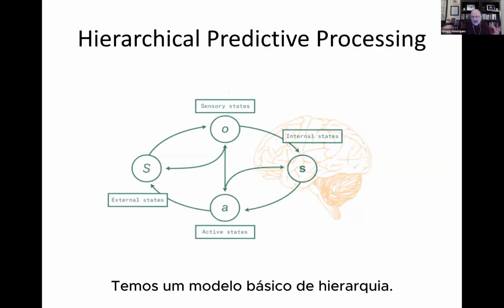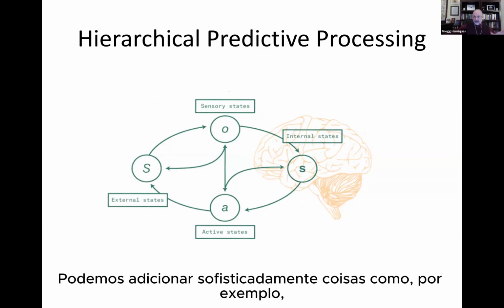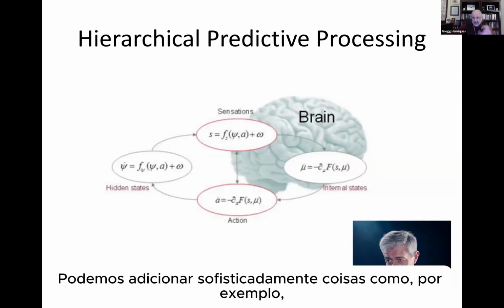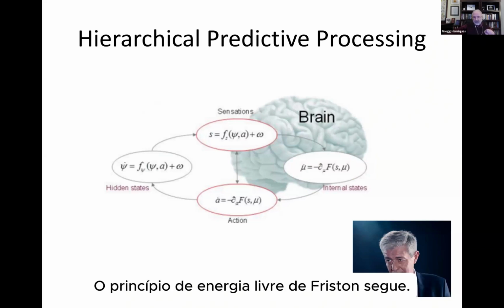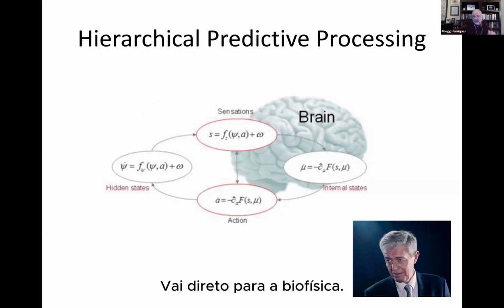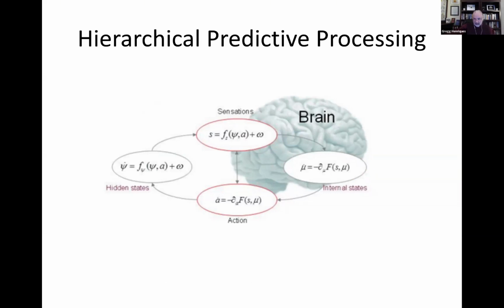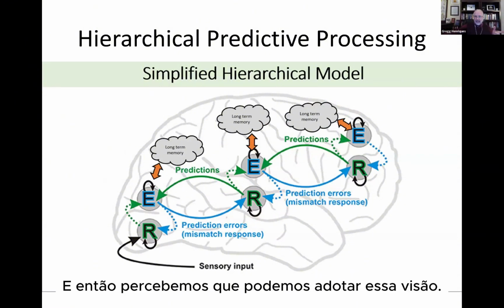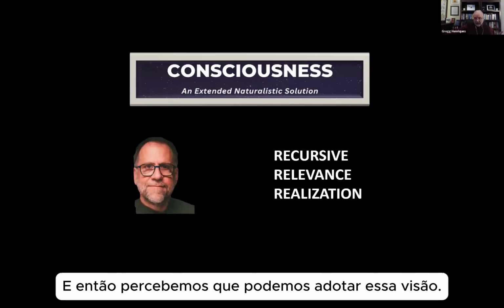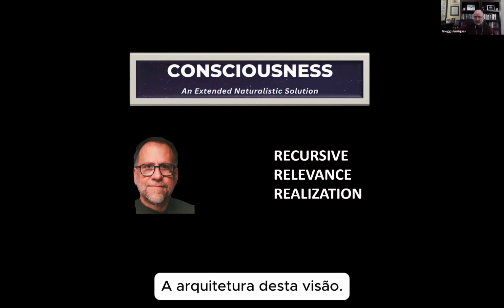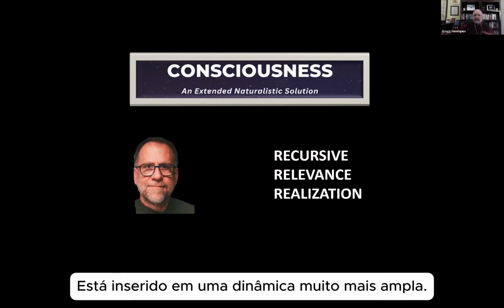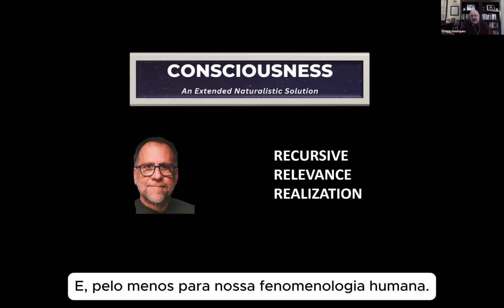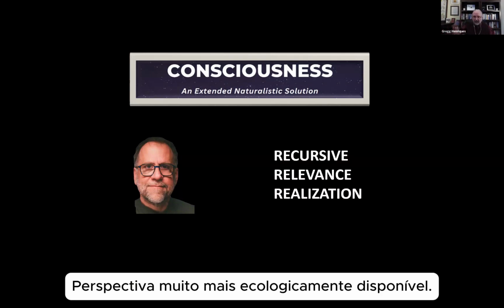We have a basic model of hierarchical predictive processing that grounds a huge amount. We can sophisticatedly add to that things like Friston's free energy principle. It has wonderful mathematics, goes right down into the biophysicality, hooks up with Michael Levin. Think about it in terms of a hierarchical model, which everybody does, and then realize that we can take this view, the architecture of this view, is embedded in a much more dynamic, and at least for our human phenomenology, much more ecologically available perspective.